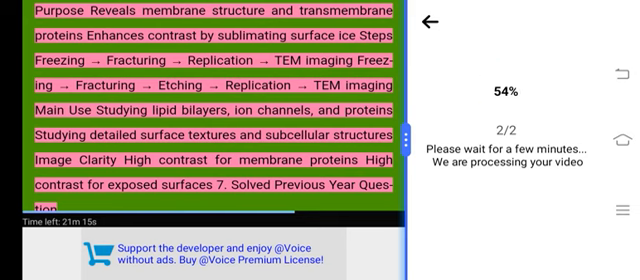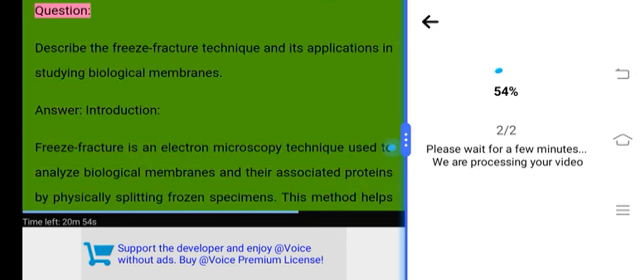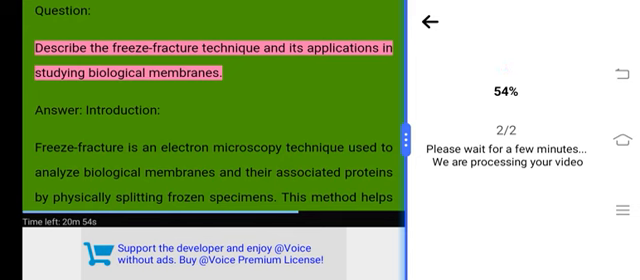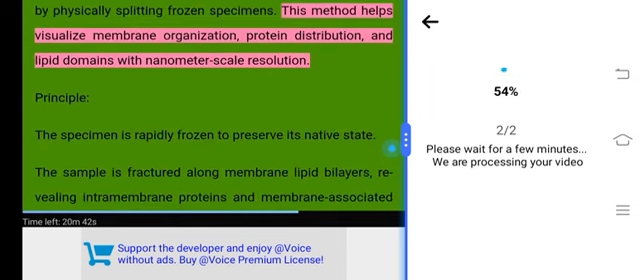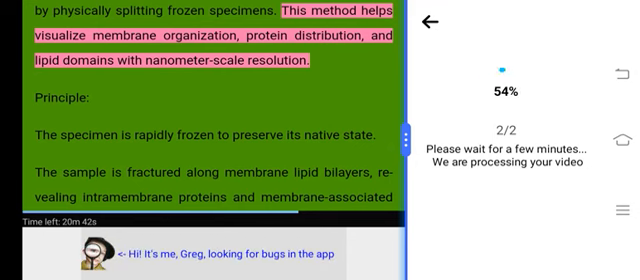7. Solved previous year question. Question: Describe the freeze fracture technique and its applications in studying biological membranes. Answer. Introduction. Freeze fracture is an electron microscopy technique used to analyze biological membranes and their associated proteins by physically splitting frozen specimens. This method helps visualize membrane organization, protein distribution, and lipid domains with nanometer scale resolution.